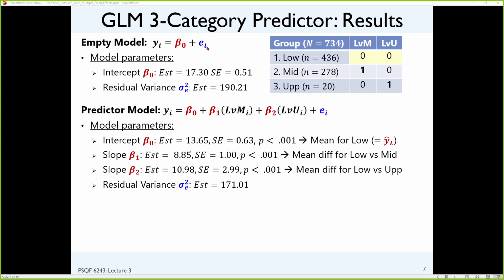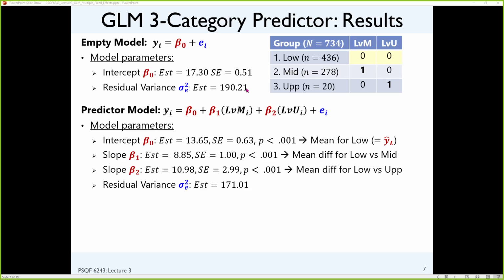So, the empty model as a point of comparison. In this example, we're predicting income in thousands of dollars again. So the empty model with no predictors says if I don't know anything else about a person, my best guess for their predicted outcome is the mean, which is 17.3 in my sample. And residual variance across all of these individual e-residuals is 190. So 190 is all the variance that there is to be had in this outcome. The question is, by how much can I reduce it by including this predictor variable?